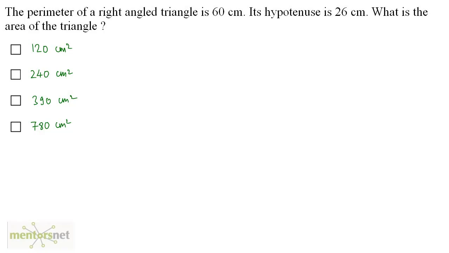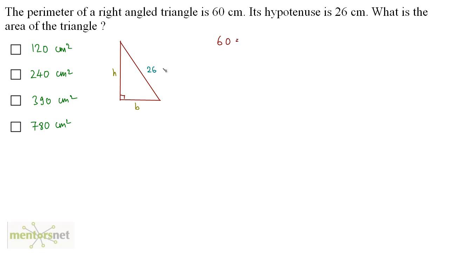The perimeter of a right angled triangle is 60 centimeter. Its hypotenuse is 26 centimeter. What is the area of this triangle? So this is the right angled triangle. Let the base be B and height be H. And you have been given the length of the hypotenuse, that is 26. Now you have been given the perimeter of this right angled triangle, that's 60.